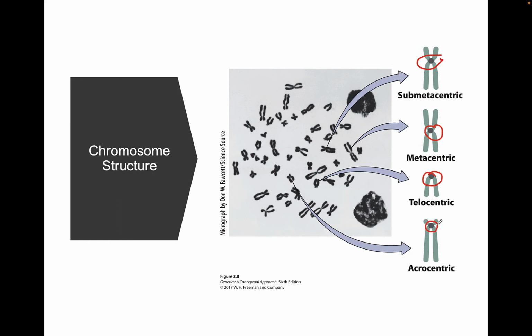But ultimately, the placement of the centromere allows us to distinguish one chromosome from another, or how we label the chromosomes based on the presence of the centromere.